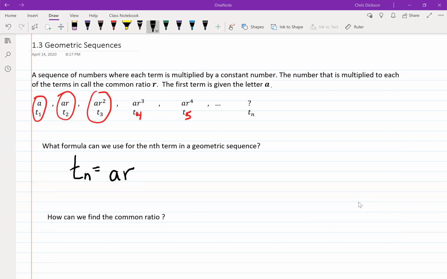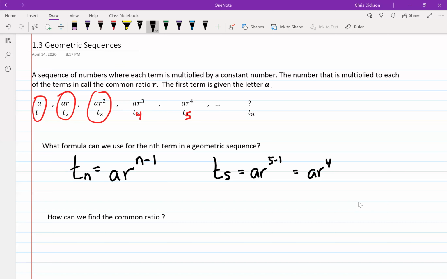Okay, so the R here would be raised to the number of times you're multiplying by R, and it's always one behind the term you're looking for. So then we would do n minus 1. So we can see T5 would be the A value multiplied by R to the 5 minus 1, which would be AR to the 4. So I hope that makes sense on our pattern here.